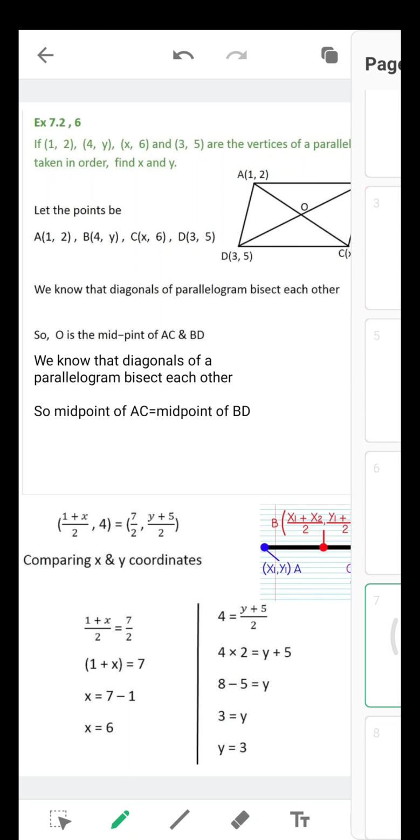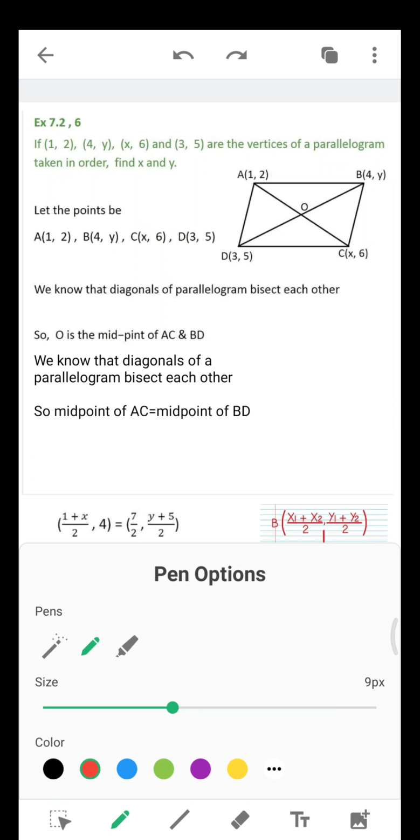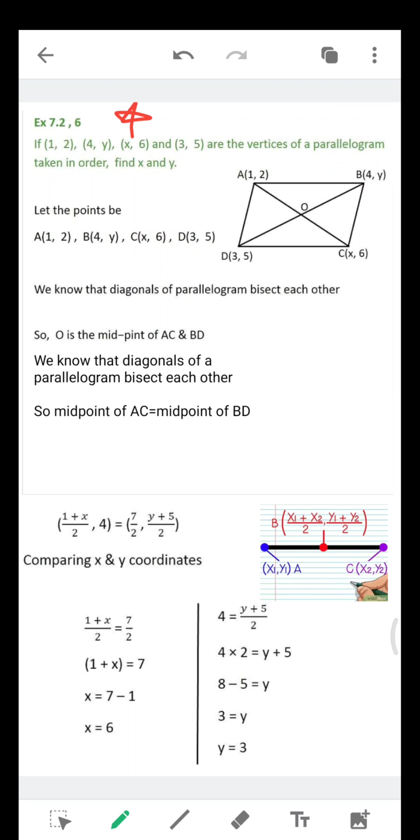Let's see one more. Now in this question, this is one of the most important questions, I can say. Here you can see a parallelogram is given and the 4 vertices are given, and in this x and in this y, these two are missing. So we have to find those missing coordinates. Let the points be A, B, C, D for our convenience.